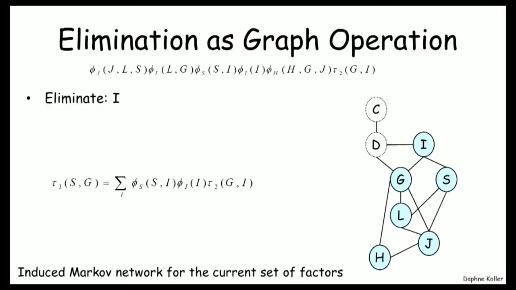Continuing on, we're going to eliminate I, and that involves multiplying in this term and this term. And now something interesting is going to happen. The factor that we introduced, which is tau 3 of S and G, is a factor that doesn't have an edge in the current graph. So if we're interested in having this graph represent our current set of factors, we're going to need to introduce this edge between G and S, because that edge is necessary because S and G are together in the same factor.